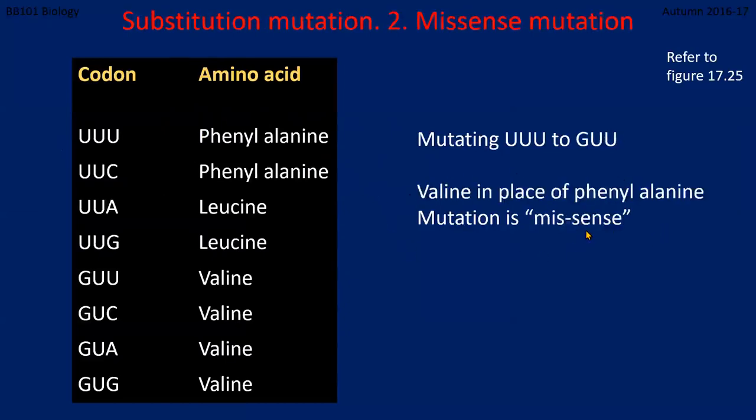But when you have the mutation in the first position over here, from, let's say, UUU to GUU, then in that case, it will have valine. There is valine in place of phenylalanine, because this particular mutation will be a missense mutation.